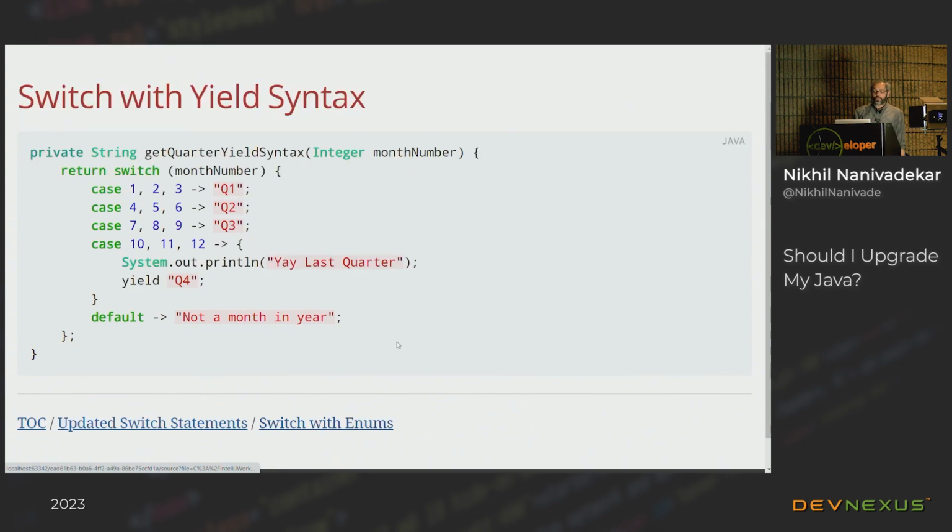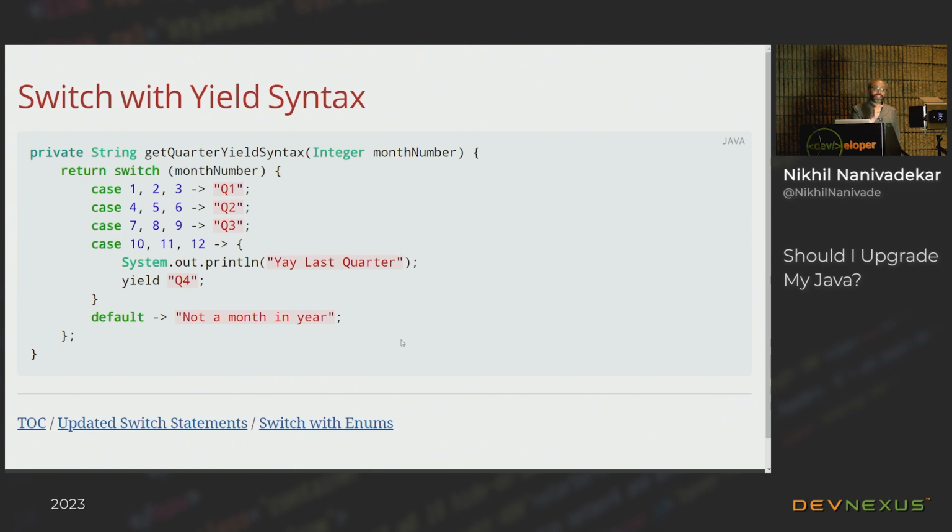The next one is to see it with yield syntax. The reason yield was introduced is for cases where you have code blocks, say, only for the last quarter we want to say, hey, last quarter, the new year is close by. It allows you to do that, but once you're in the code block, that block needs to yield a value. That's why you have that yield Q4. And the default is not a month of the year.